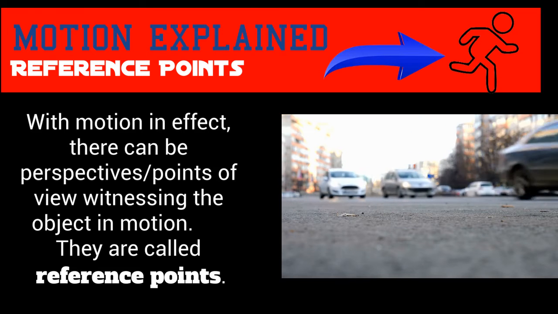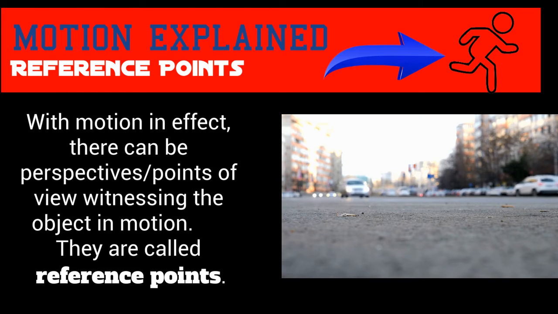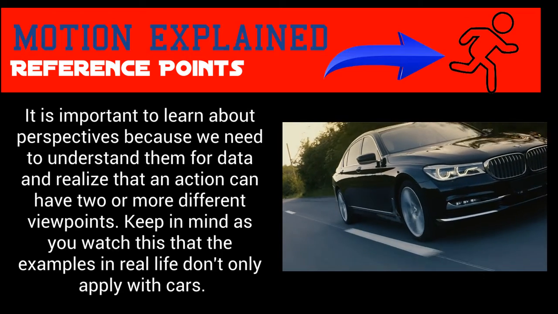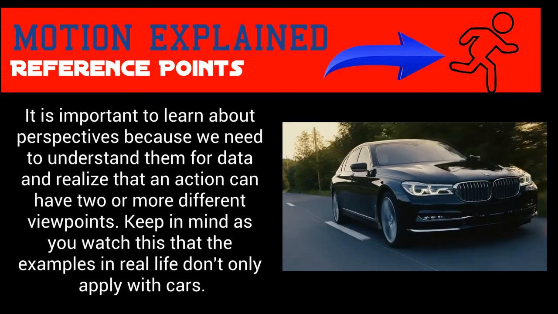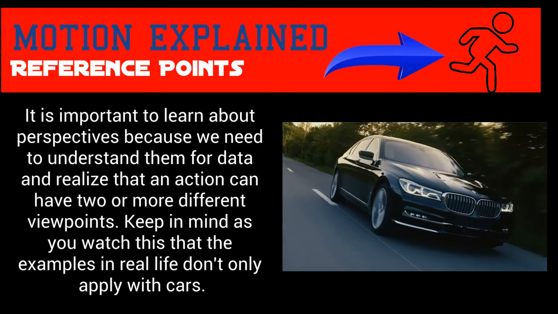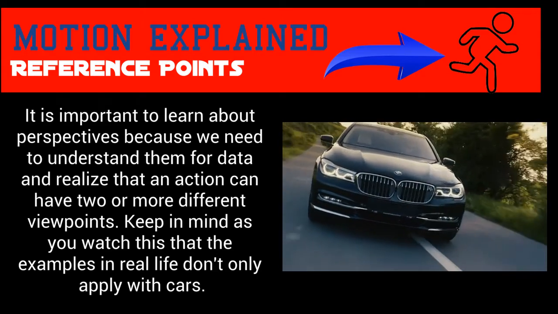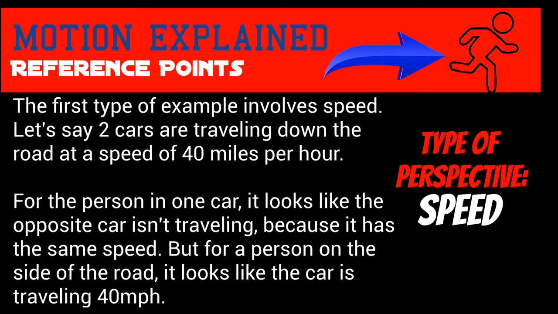With motion in effect, there can be perspectives or points of view witnessing the object in motion. They are called reference points. It is important to learn about reference points because we need to understand them for data and realize that an action can have two or more different viewpoints. Keep in mind as you watch this that the examples in real life don't only apply with cars. The first type of example involves speed.